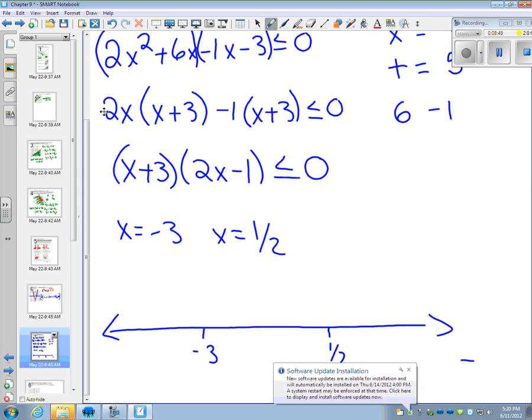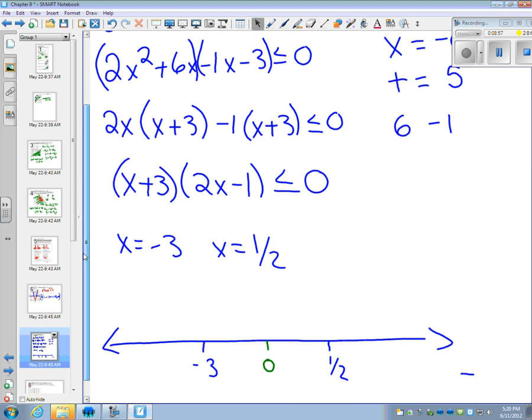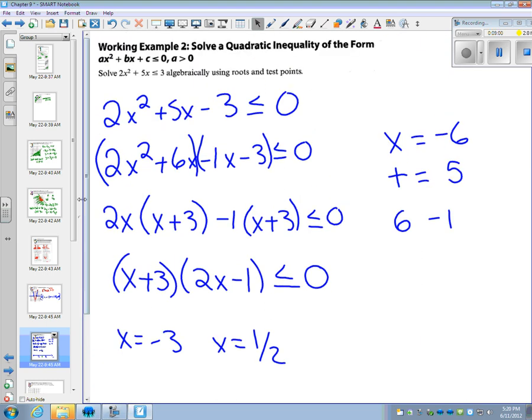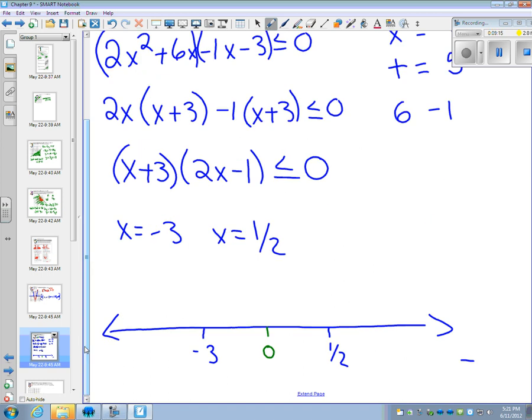So I'll put my test points in. I'm going to start here. This is the easiest one. The test point is 0, because that's between -3 and 1/2. So if I sub 0 back in here, I have 2 times 0 squared plus 5 times 0, minus 3. Is minus 3 less than or equal to 0? Yes. So this is one of the solutions in between here.